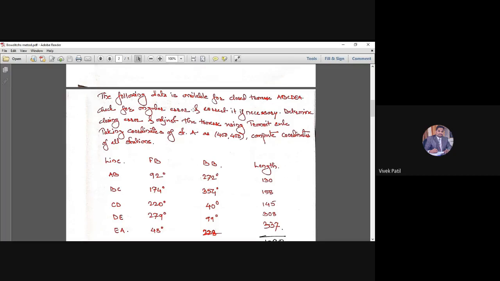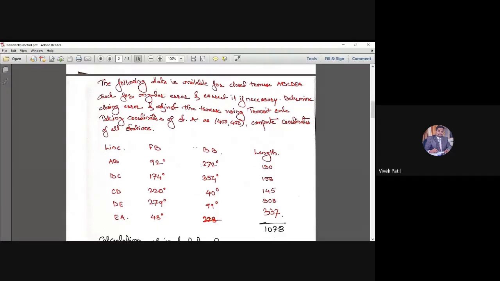We are taking the same problem for both the methods, Bowditch rule as well as transit rule. They have asked it only for the transit rule, but we are using both the methods. We'll see what will happen for both the methods. So let us go with the angular check first. Let us calculate the interior angles first.